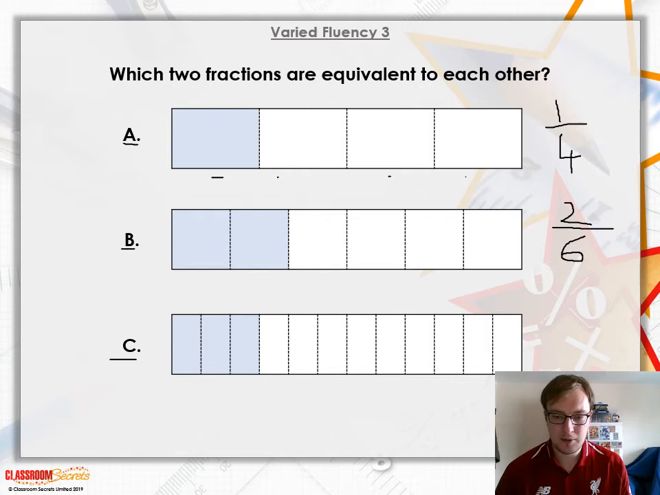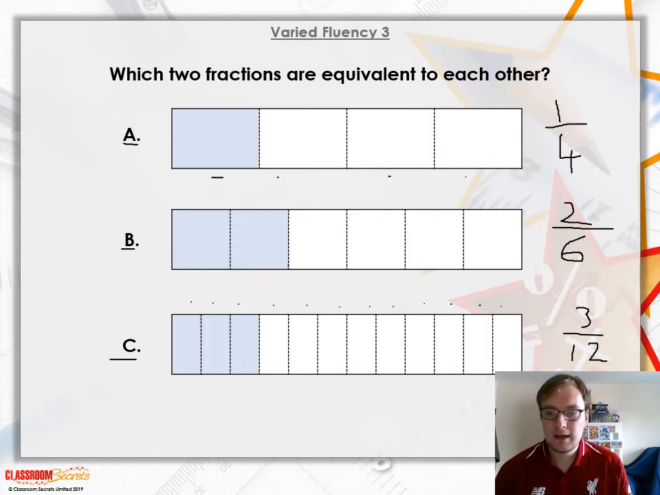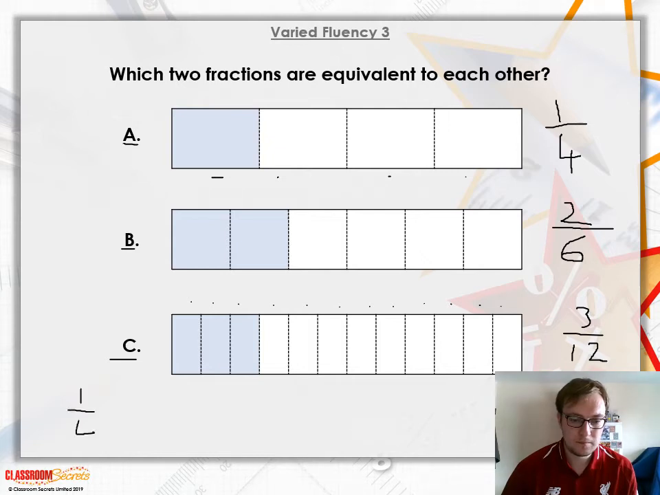Finally, C at the bottom here, there are 3 parts shaded, and let's just check 1, 2, 3, 4, 5, 6, 7, 8, 9, 10, 11, 12. 12 parts in the whole. So let's just check with using some maths here. So we've got 1/4 and 2/6.